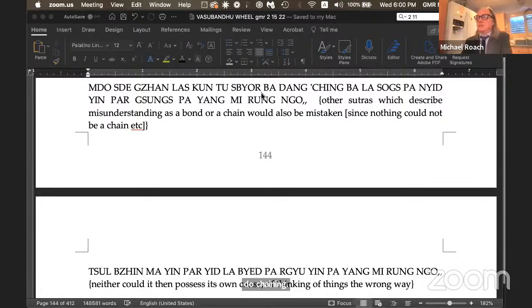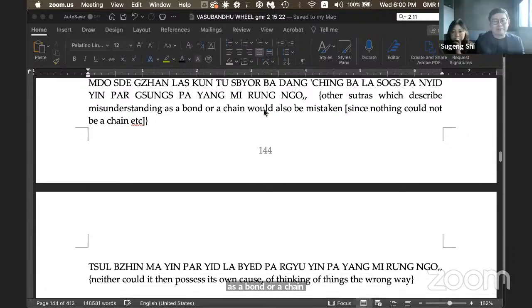So in other sutras, misunderstanding is described as a bond or a chain. And how could it function that way if it was the absence of something? Okay, got it. Thank you.